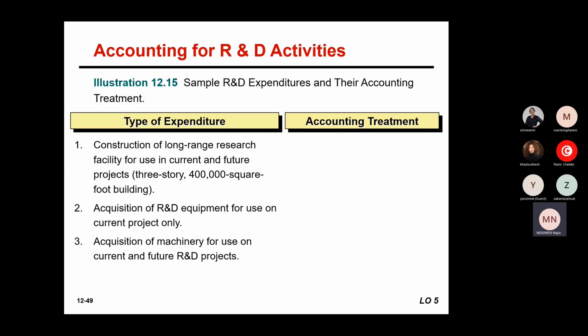So here, when we talk about the construction of a long-range research facility for use in current and future projects, the thing is that when you have to deal with research and development expenditures, you should see if this expenditure will be devoted only to this current research and development process, or will be used, for example, in the future in other types of projects. If it will be used for other projects, then it should be capitalized. So that's also one of the specific treatments for research and development expenditures.